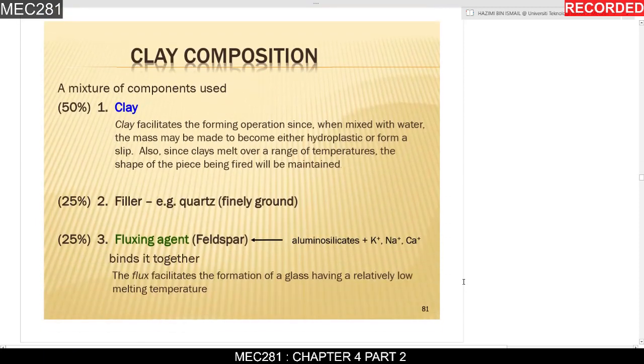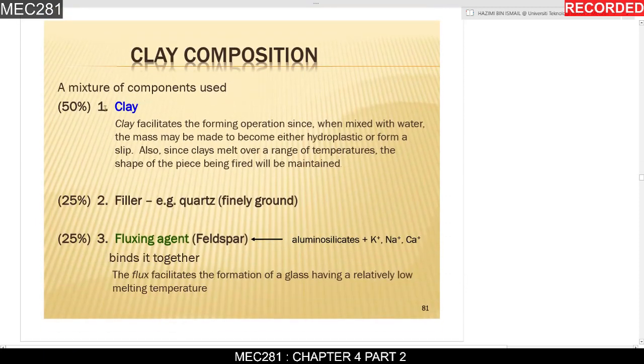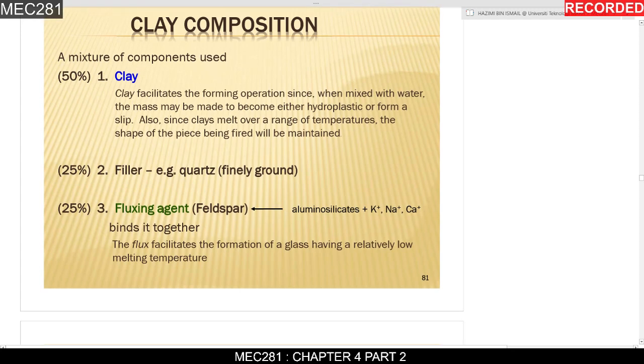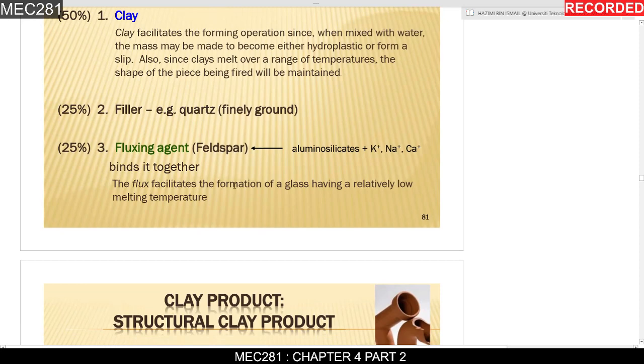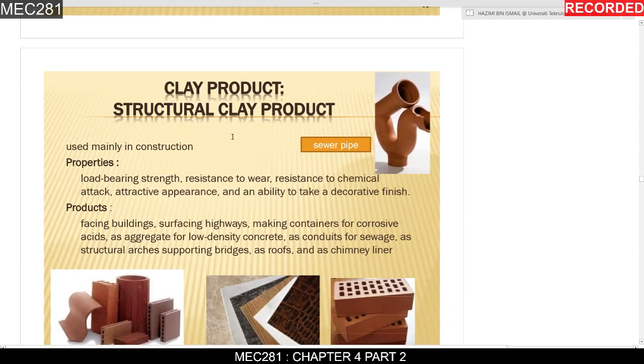Okay, and then the mixture of clay, 50% of course comes from the clay, the main ingredient. And 25% of filler, maybe from the quartz or finely ground quartz. Quartz ni macam batu tu, batu kecil-kecil, kalau bahasa Melayu dia batu gunung tu. Okay, tapi kecil lah, kena finely ground sebagai filler saja, sebagai pencukup je. And then fluxing agent. Fluxing agent ni as agent to bind together the components of the clay. The flux facilitates the formation of glass having a relatively low melting temperature. Okay, the properties: load bearing strength, resistant to wear, resistant to chemical attack, attractive appearance, and an ability to take a decorative finish.